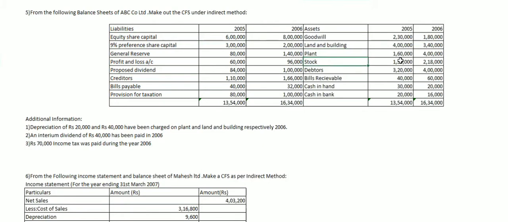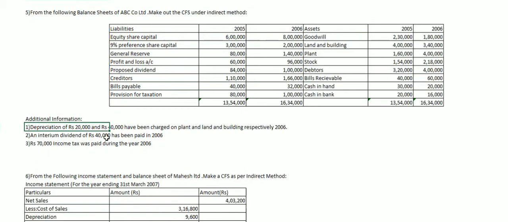So stock is a current asset, so when current asset decreases, probably you will add it. When current asset increases, you will minus it in order to show your changes in working capital. So stock has increased, so you will minus it. Debtors has increased, again you will minus it. Bills receivable has increased, again you will minus it. Cash in hand and cash at bank, so you will add both the balances and you will show your opening and closing balance of cash.